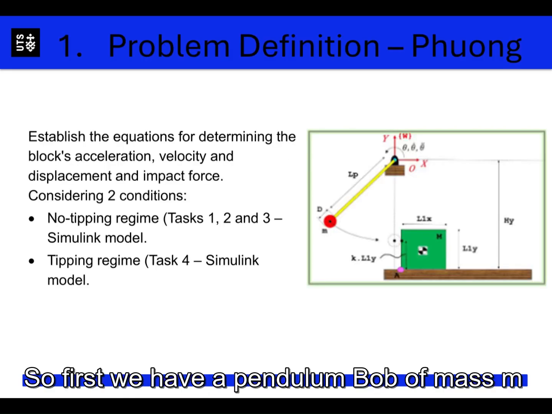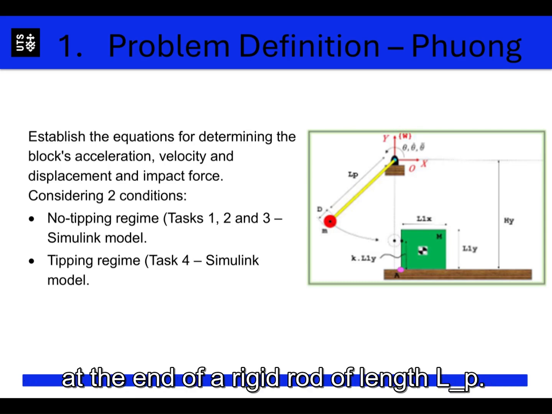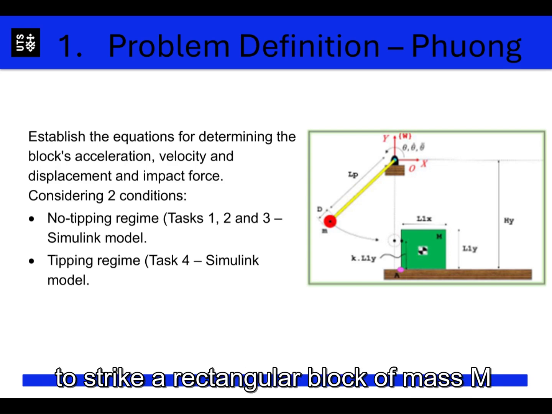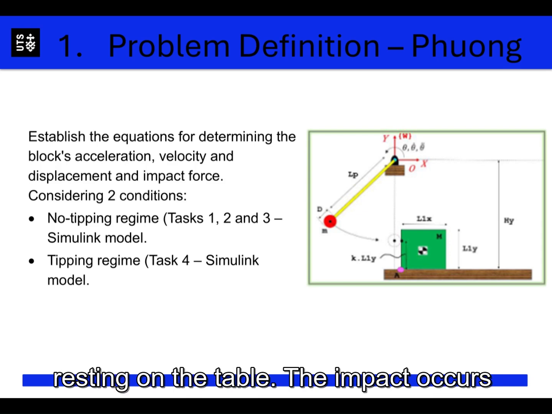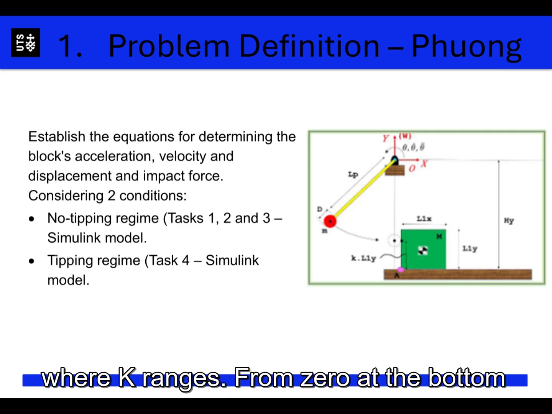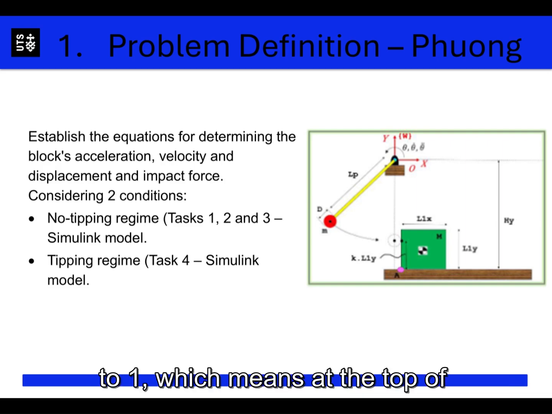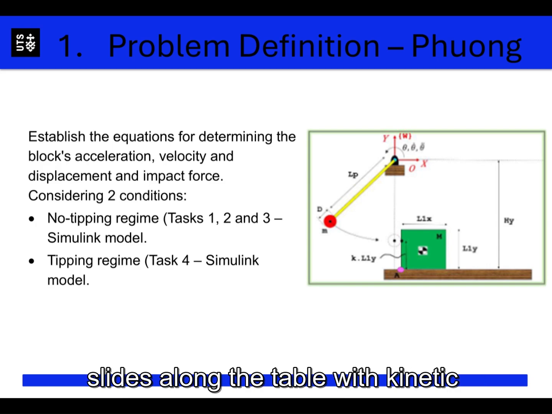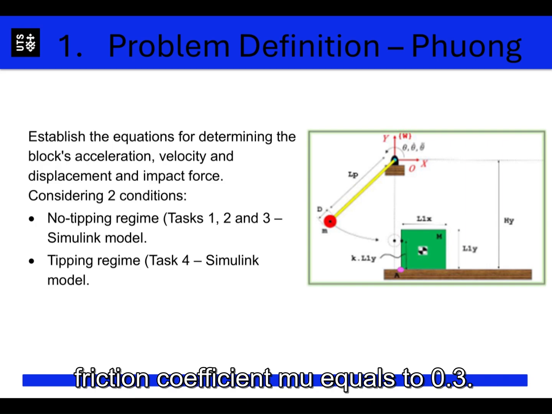So first, we have a pendulum bob of mass m at the end of a rigid rod of length Lp. It is released from rest and swings down to strike a rectangular block of mass m resting on a table. The impact occurs at a height defined by k times L1y, where k ranges from 0 at the bottom to 1, which means at the top of the object. After the impact, the block slides along the table with kinetic friction coefficient mu_k equal to 0.3.